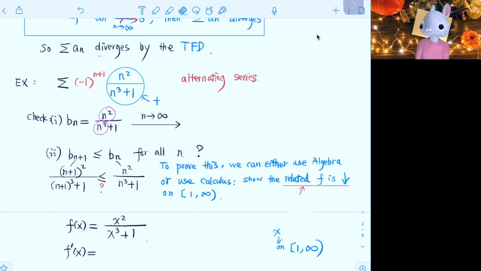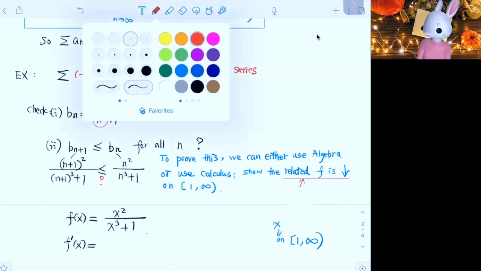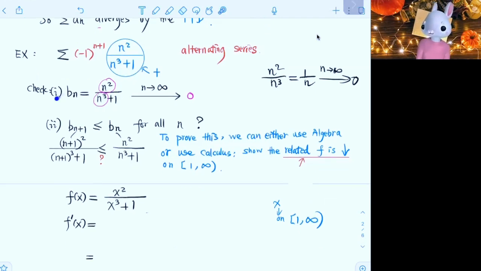Now I'm going to ask you, as n goes to infinity, what does this go to? Look at the dominating terms. Zero? Yeah, zero. Because n squared over n cubed is 1 over n. As n goes to infinity, it goes to zero. So it does go to zero, okay? So it satisfies the first condition. That's an easy condition to check. Let's go ahead and check the second one.